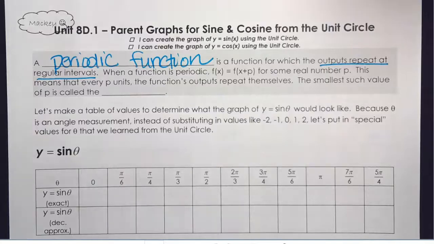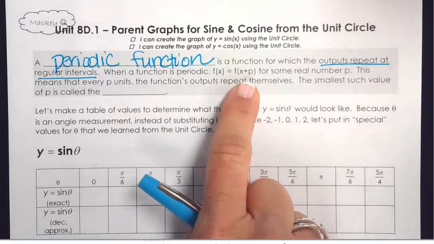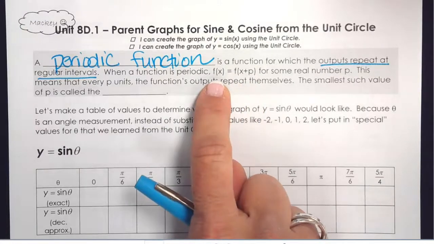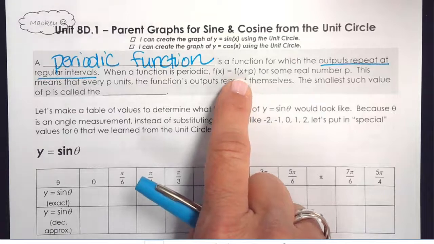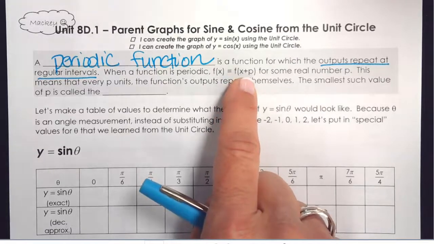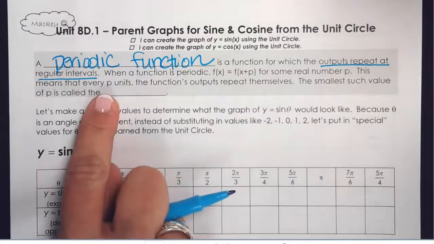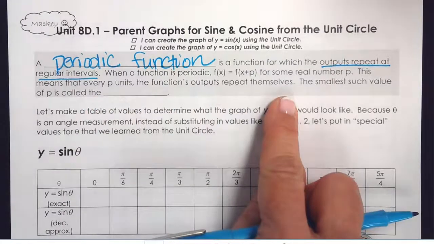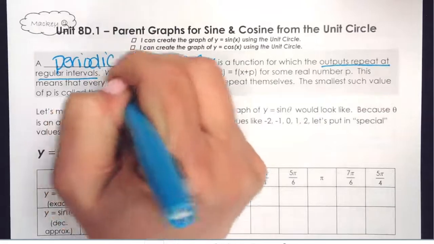A mathematical definition is that when a function is periodic, then that means that f of x equals f of x plus p, meaning that the output at x is going to be the same as the outputs p units later for some real number p. This means that every p units, the function's outputs repeat themselves, and the smallest such value of p is called the period.